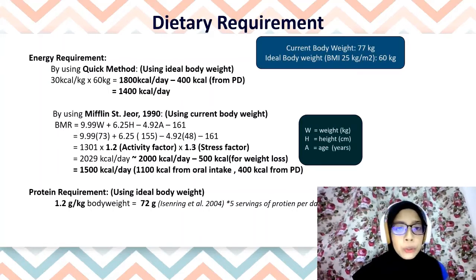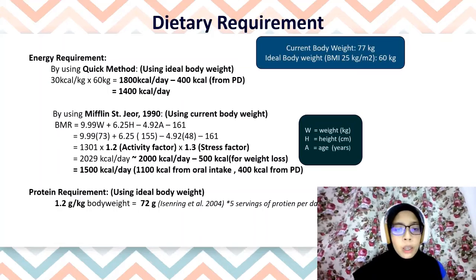By using Mifflin St. Joe, which is using current body weight, which is around 77 kg, and activity factor of 1.2 and stress factor of 1.3, the estimated calorie requirement is around 2,000 kilocal per day. However, I minus 500 kilocal, as patient is currently obese. So the total requirement is around 1,500. By dividing into oral intake and calorie from dialysis, patient oral intake is around 1,100 kilocal per day and 400 kilocal is from the PD.